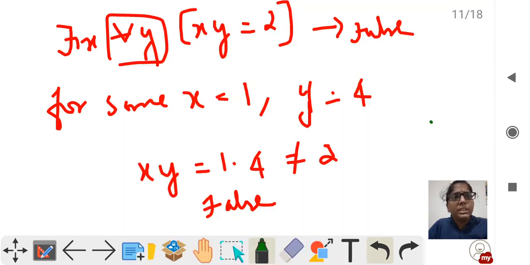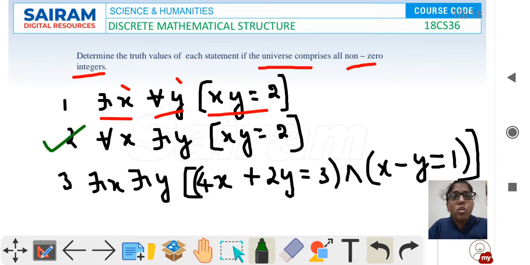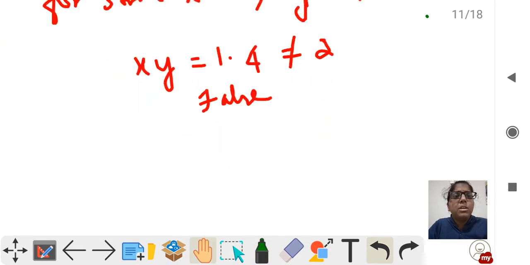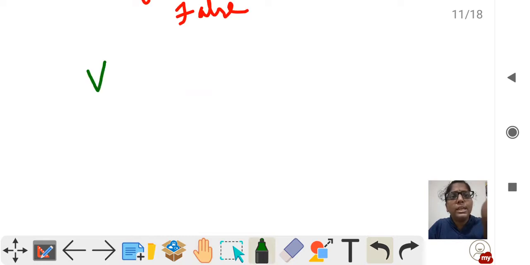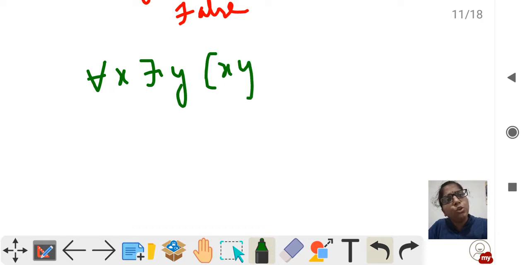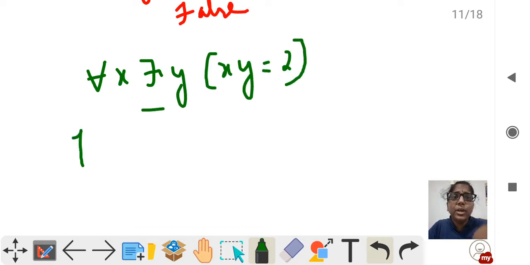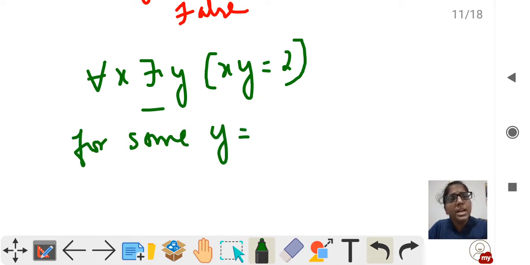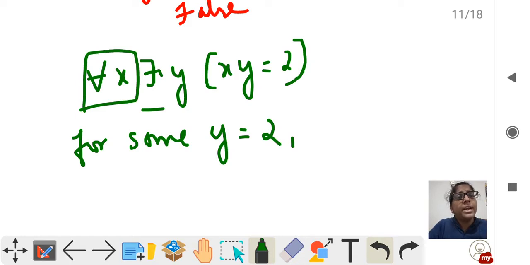So the next one is here. For all x, there exists y, xy is equal to 2. In a similar way, we can prove for all x, there exists y, xy is equal to 2 is false, so you have to give a counter example. First you take there exists y, for some y you can take any value. For some y, say it is 2. For all x means any x you can take. So if x is 3, then what is xy?